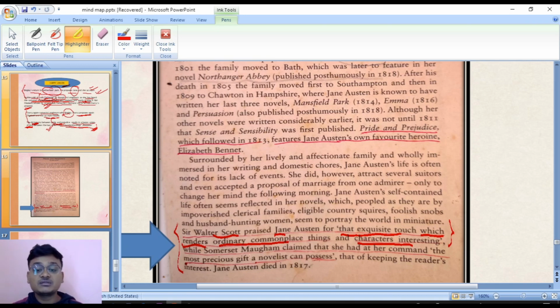Now, while Somerset Maugham claimed that she had at her command the most precious gift our novelist can possess, that of keeping the reader's interest. Okay, so this was the comment made on Jane Austen's work Pride and Prejudice.